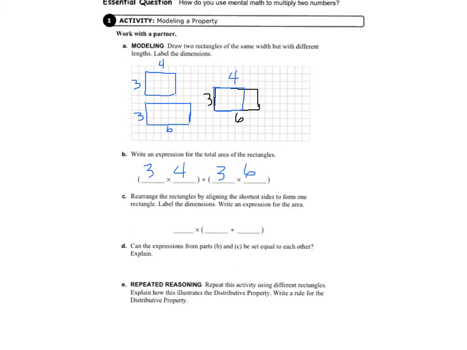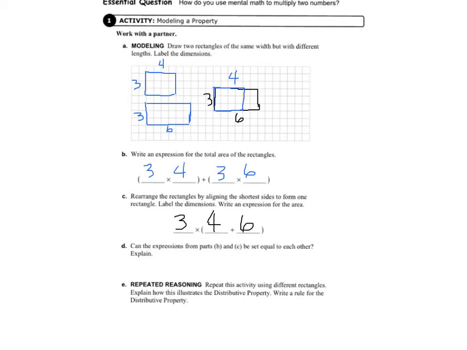So when we write the expression for the area, we write it as 3, because they share that side, times the quantity 4 plus 6 in the parentheses.